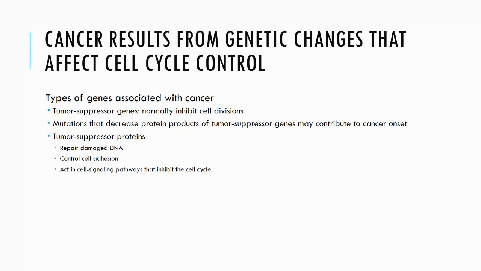There are also tumor suppressor genes that normally inhibit cell divisions, and mutations that decrease the protein products of tumor suppressor genes may contribute to cancer onset. Of course, we know cancer is more complex than one or two things. It's lots of different things interacting together all at the same time. Tumor suppressor proteins are important because they can help repair damaged DNA, control cell adhesion, and act in cell signaling pathways that inhibit the cell cycle. Because again, we don't want those cells going through the cycle faster than they should. That's when we can have more room for error.